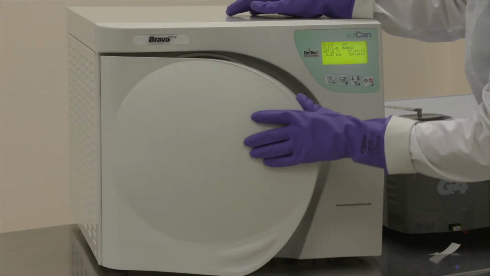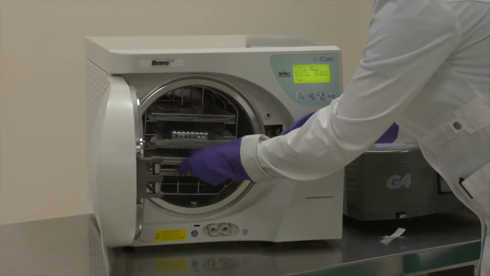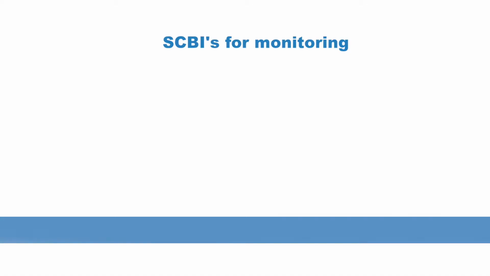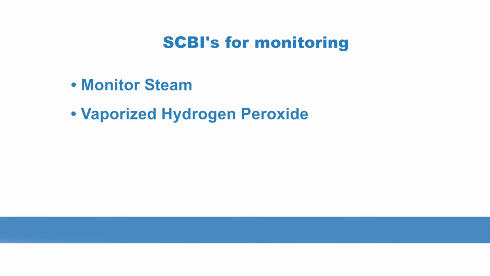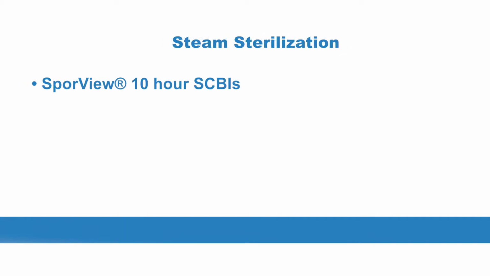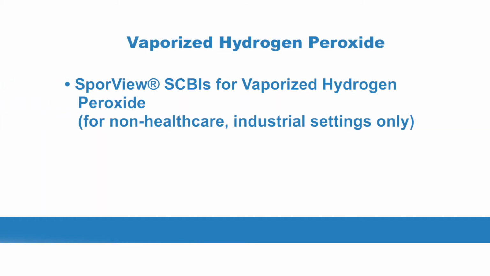In this video, we'll be demonstrating the correct way to activate and incubate your SCBIs. Crosstex offers SCBIs for monitoring steam, hydrogen peroxide, and ethylene oxide processes. For steam sterilization, Crosstex offers SporeView 10 or SporeView 24 SCBIs. We also offer SporeView SCBIs for hydrogen peroxide sterilization.